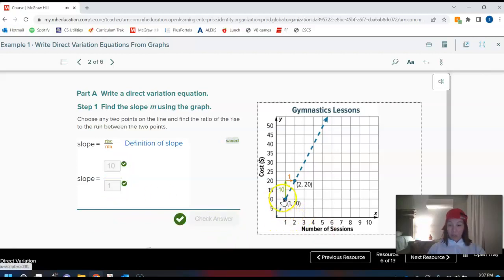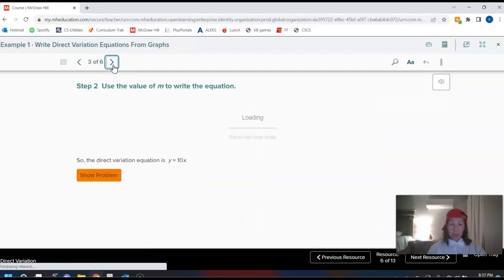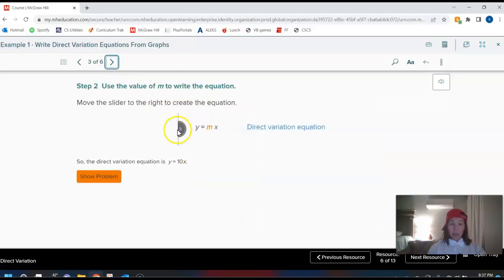We've said that when x is 1, y is 10, or if we go rise over 1, we have all these methods now for finding the slope. And now that we have the slope, all we have to do is write the equation. Now check this out. M, 10, M, 10, M. Oh, look at that. See that? Here's the direct variation equation. Replace m with 10. Technology is so exciting, isn't it, guys? Okay, so the equation is y equals 10x.